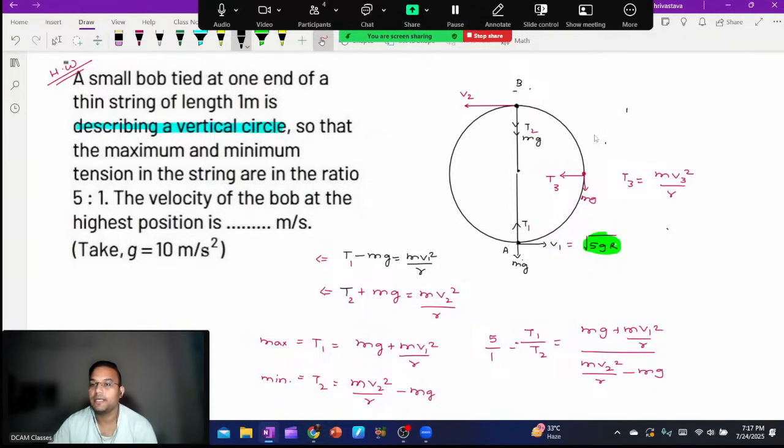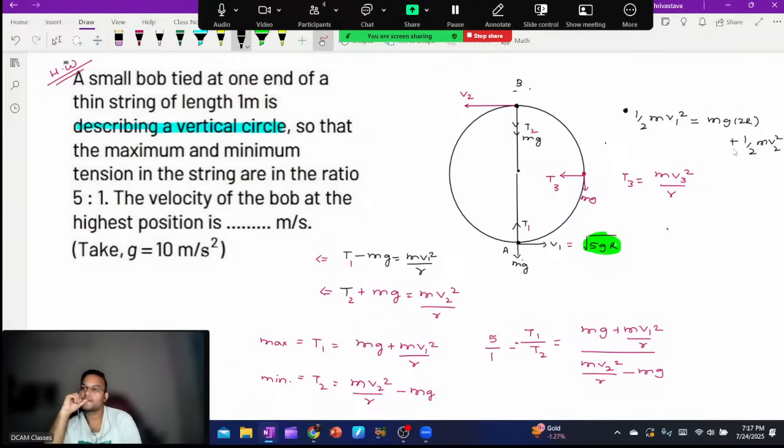So here, one equation that we can make is half mv1 square must be equal to mg into 2r plus half mv2 square. Okay, it's describing the vertical circle, correct? I have just made an equation between A and B, law of conservation of energy.